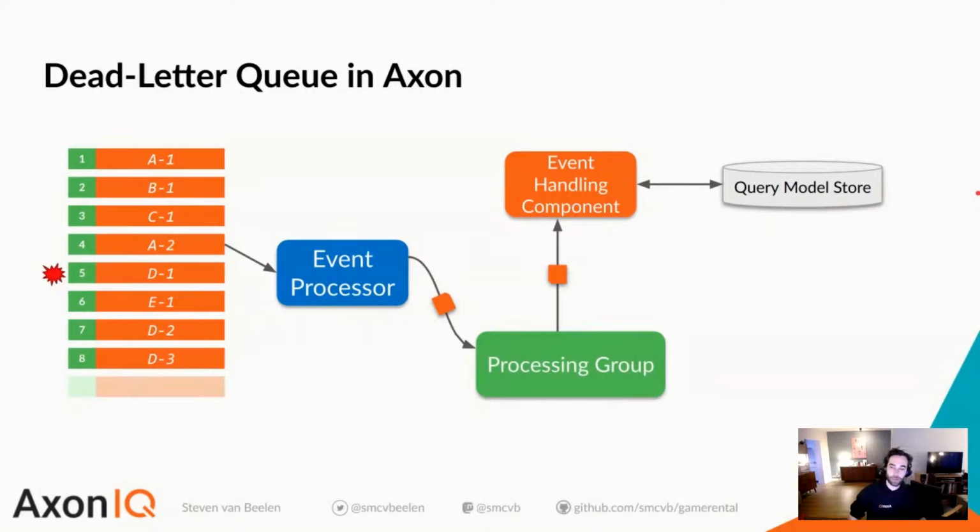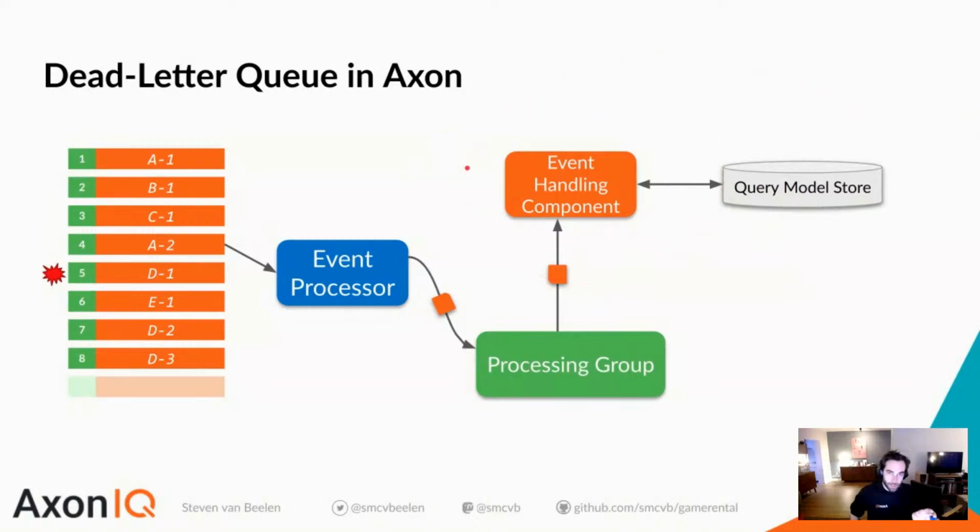Now, we're handling some events. We flow through the event stream, ending up at event 4, and then we end up at event 5, and something's wrong. Either the format of your event is wrong, maybe the processing group has an issue, maybe your store is down, or maybe something in your event handling code goes wrong.